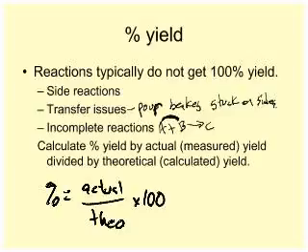You calculate the percent yield as your actual yield, this is your lab number, divided by your theoretical calculated yield. I'm going to call this the stoich yield. And that's it. We did a little bit of that with, I think it was number 134.